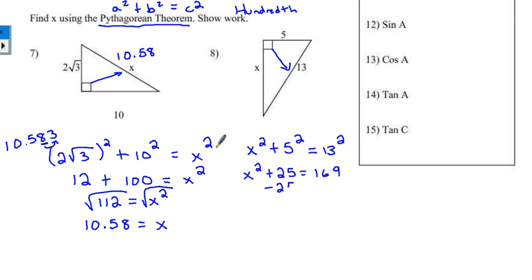You're going to subtract that 25 from both sides. That's going to put it at x squared equals 144. And this one's a little bit easier because this one is a perfect square. So when you take the square root of both sides, x is just going to equal 12. No rounding, no issues. That's the answer.